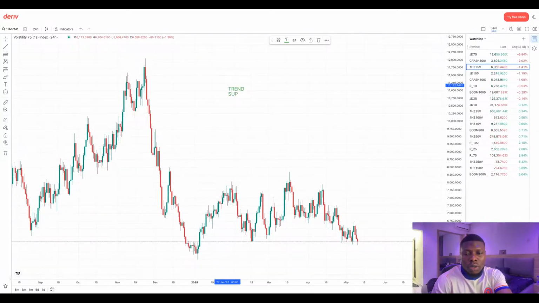Okay, support and resistance, breakout and retest, then chart pattern, candlestick, cycle.